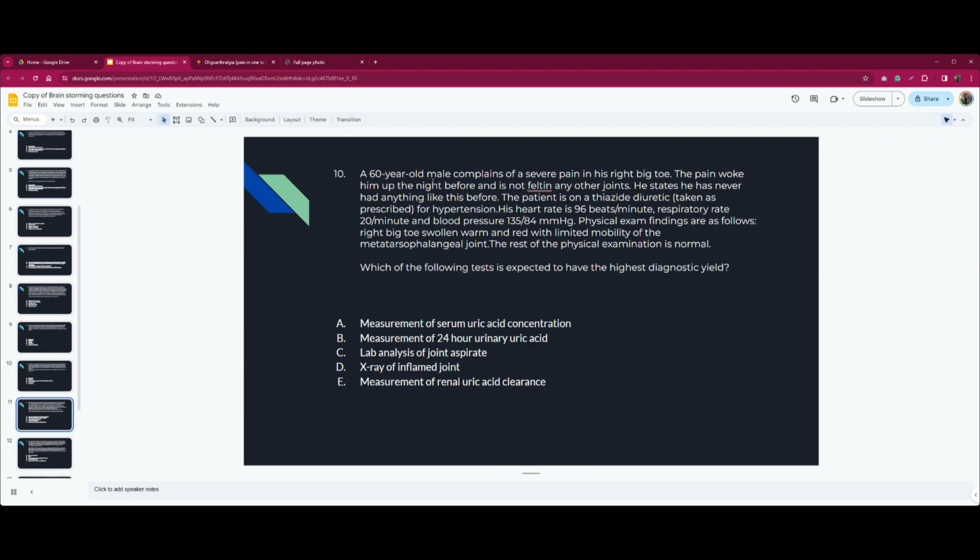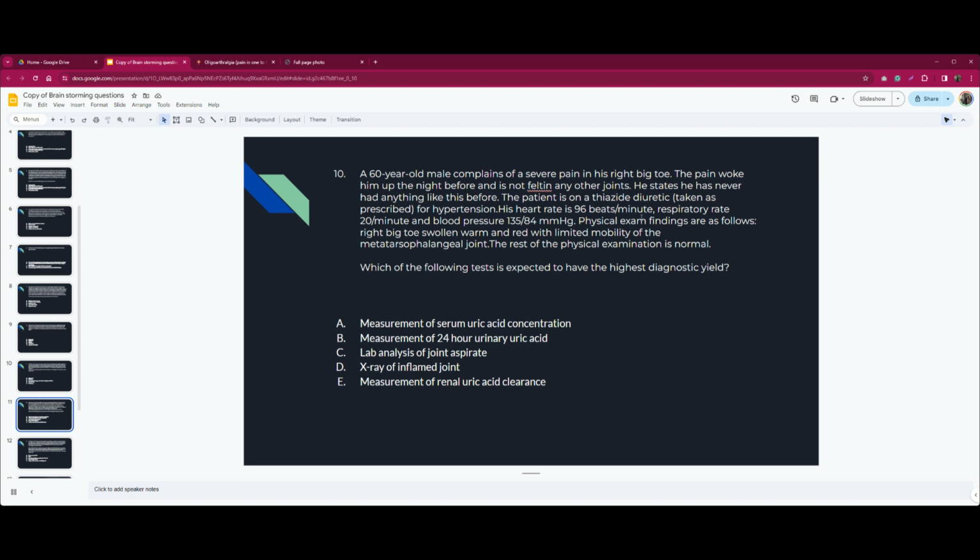Now, question number 10. A 60-year-old male complains of severe pain in the right big toe. The pain he found on waking up at night and it is not felt in any other joints. He states that he has never had anything like this before. Now he is on a thiazide, so that is one of the precipitants. His heart rate is okay. Respiratory rate is 20 per minute.